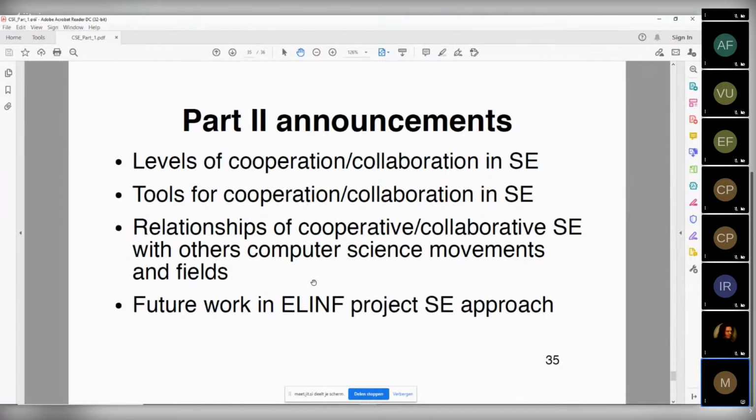Therefore, I want to also make some relationships with the experiences that the team members had and will have in the future. Okay, and I will give also some ideas of the future work inside our project that we need to do to really implement cooperation and collaboration in software engineering.